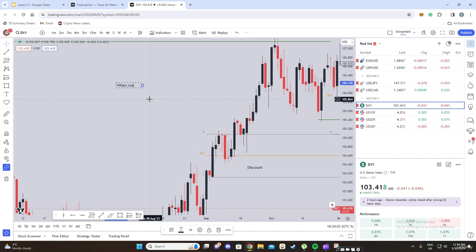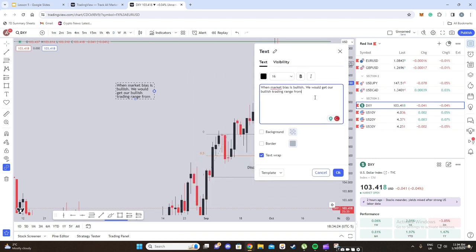All the videos actually. So when market bias is bullish, we would get our bullish trading range from a swing low to a swing high. Once we see that swing high, we would expect price to make a retracement lower into the discount of the range before trading higher, attacking the low resistance buy side liquidity.